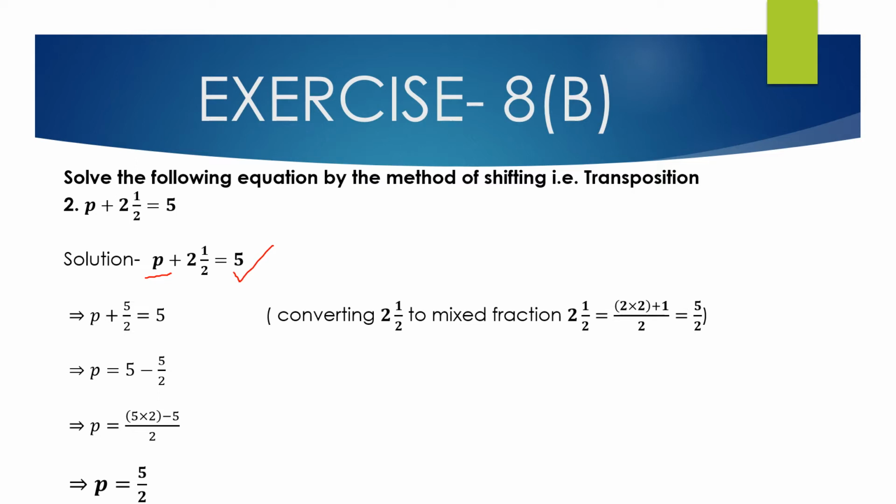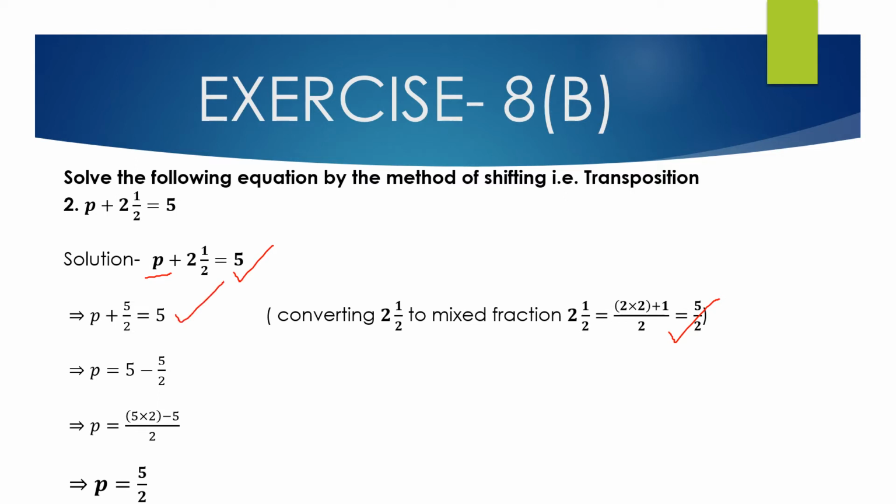Just multiply the denominator with whole, then add the product with numerator divided by denominator. So 2 half will be 2, denominator 2 multiplied with whole 2 plus the numerator 1. 2 multiplied with 2 is 4. 4 plus 1 is 5. 5 divided by denominator 2. 5 divided by 2. And this is an improper fraction.